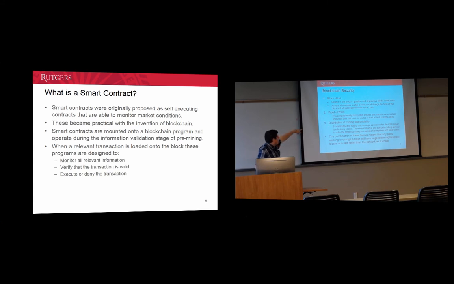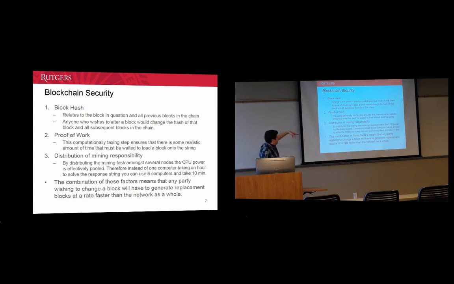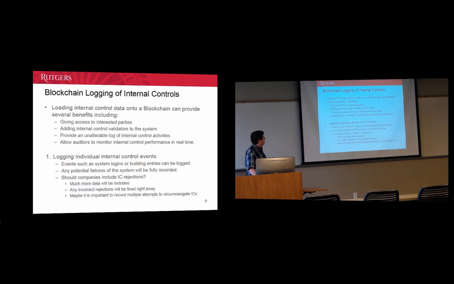You have the block hash, the proof of work, which is the whole algorithm thing that I was talking about, and then the distribution of the mining responsibility and the idea that you need to be able to mine blocks faster than a network if you want to alter some information that's present on the blockchain. Right? So then you can also use blockchain as a log for internal controls that can be accessed by auditors.